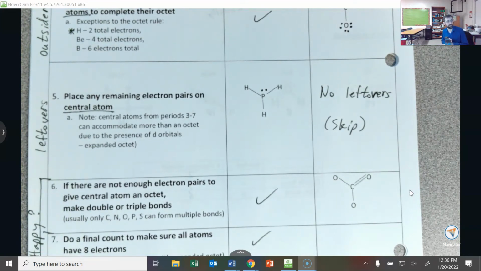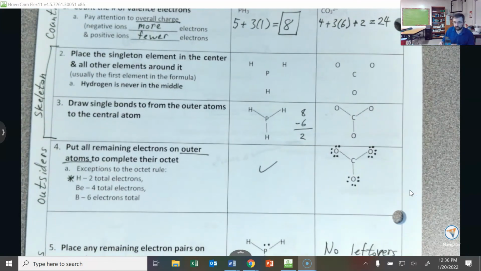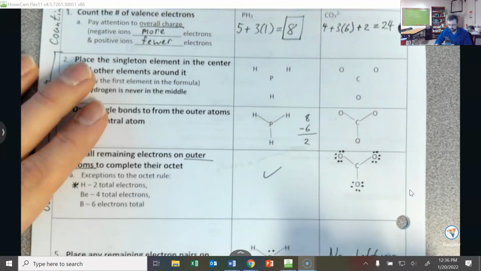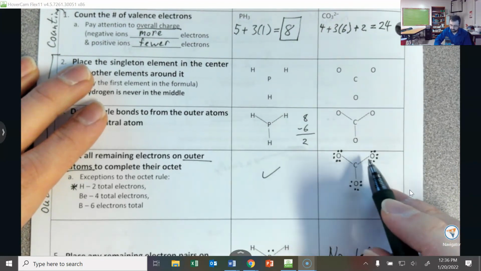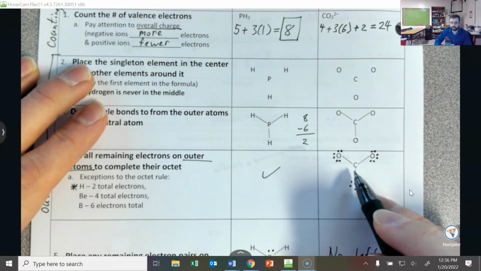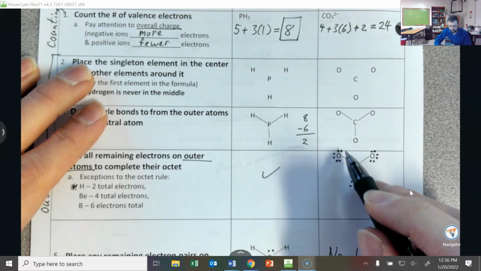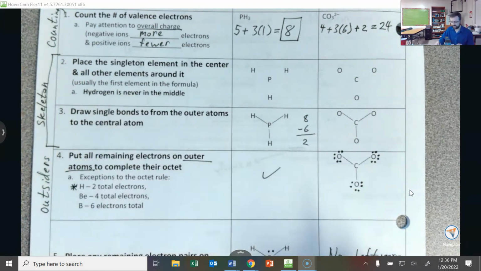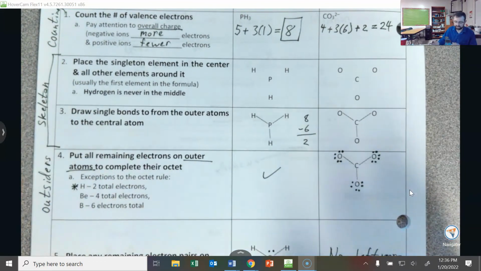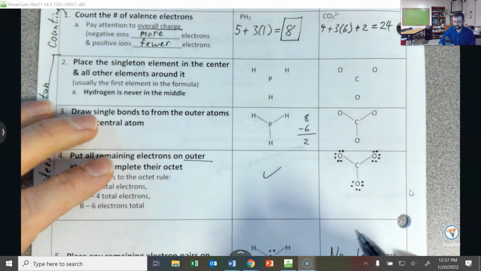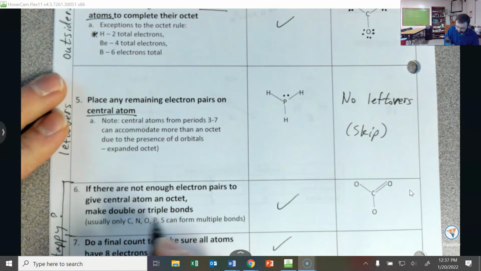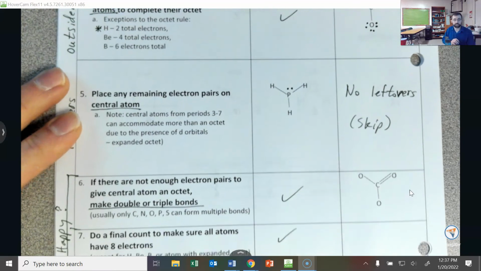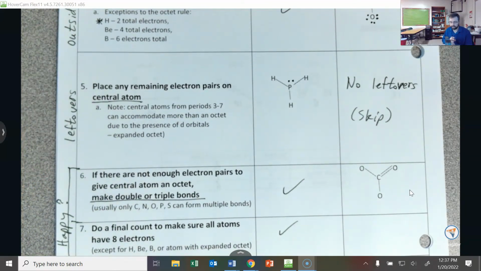The next step asks if they're happy. So if you look at CO3 with a -2 charge, you see that carbon has 2, 4, 6 electrons around it, which is not enough. It's not 8. And then each of the oxygens is happy. So what we can do if there's an unhappy atom, or one that doesn't have enough valence electrons, is we can make a double or triple bond in order to make the middle atom happy.